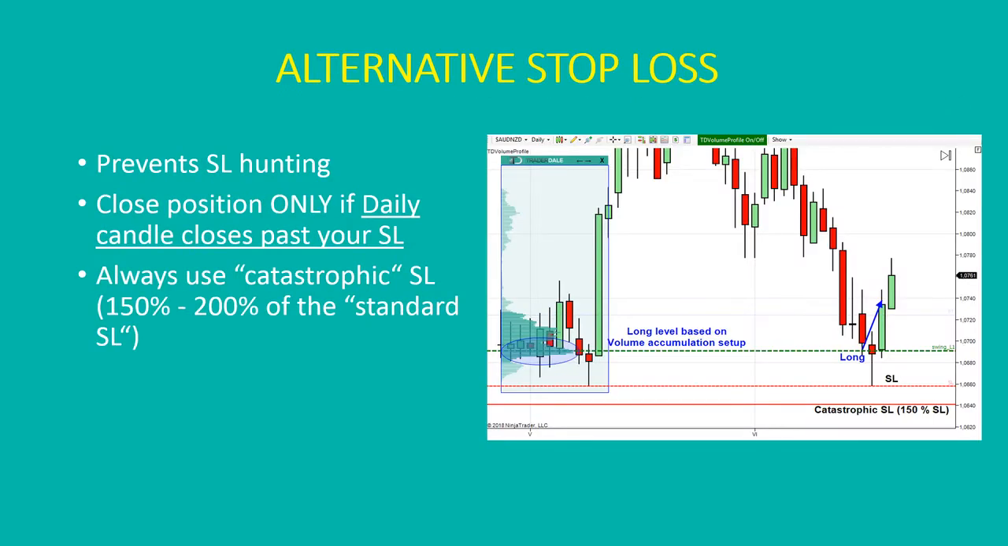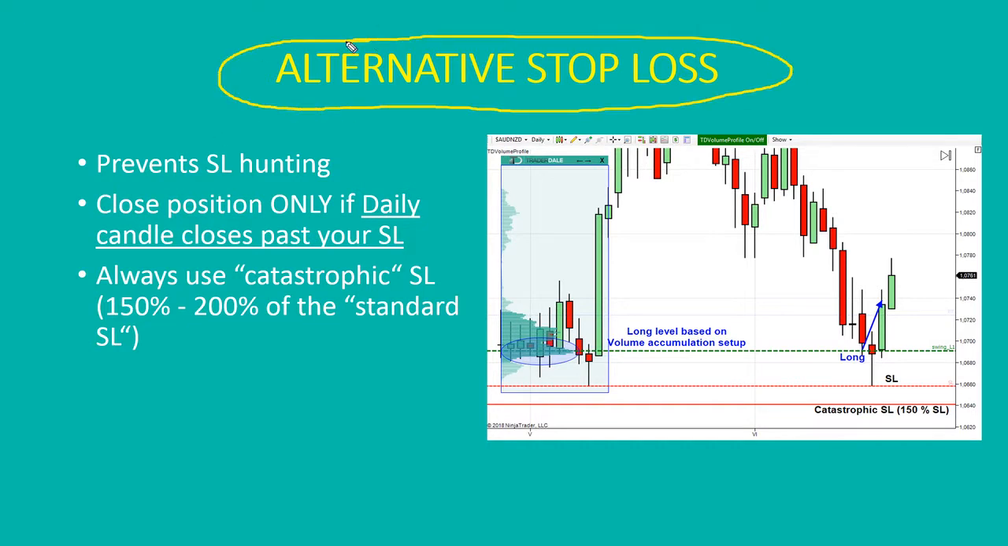Now, in here, there is my favorite stop loss management method. I call it the alternative stop loss. I use it with all my swing trades. I've been using it for many years. I found it really useful. It prevents stop loss hunting, and the main trick behind this approach is that you close your position only if a daily candle closes past your stop loss.